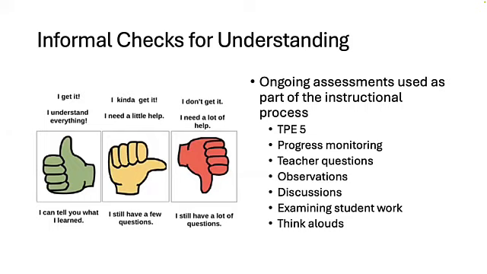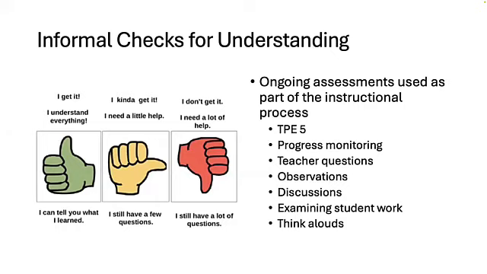So if the students get it and they understand, that means that whatever sequence of activity or learning episode you've planned went off without a hitch. But if they kind of get it or they don't get it, that tells you that you need to do something different. So in the state of California, we have our teacher performance expectations, and TPE 5 is about assessment.